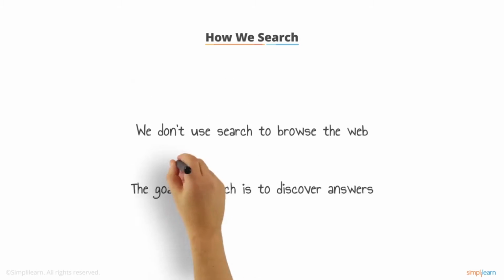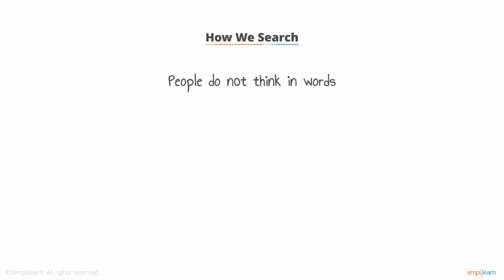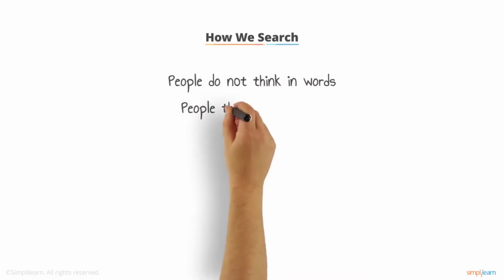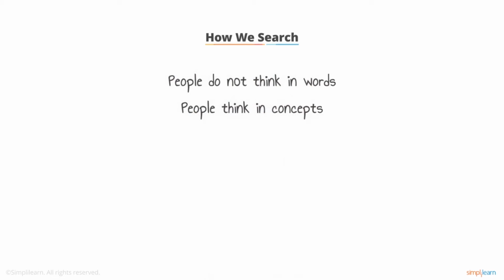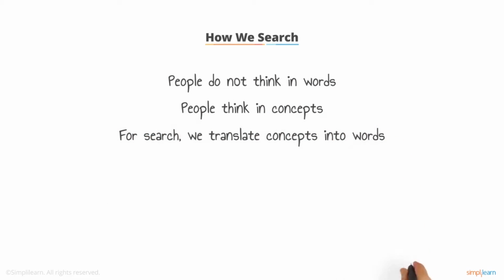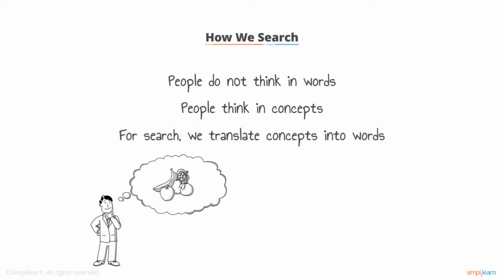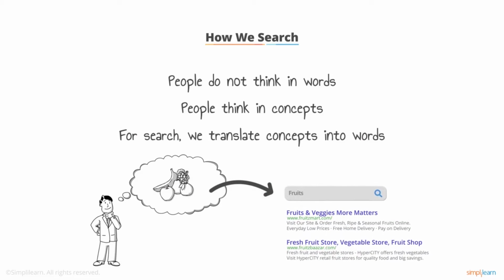Now, people though, we just don't think in words, so we have to type words into a search engine. As users, we think in concepts. So there's a few steps that you unconsciously go through before you ever start searching. The first thing is you have this concept of something you want to know. And then you've got to take that concept and translate it into actual words.